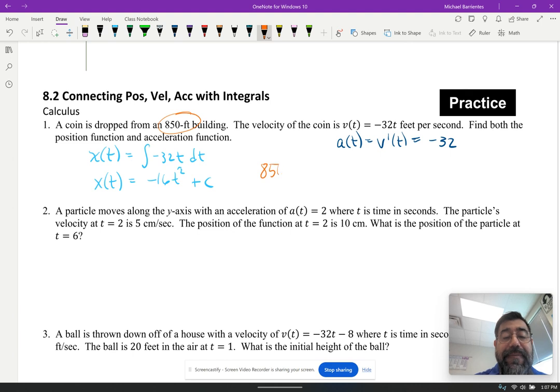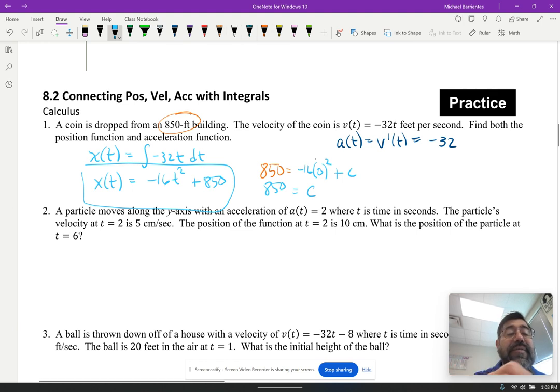So 850 feet was the position at time zero when they dropped it, because they dropped it from an 850-foot building. So if I substitute 0 in there, that's going to be gone. So that means c does, in fact, equal 850. So I can erase this and put an 850 there. And now I have my position function.